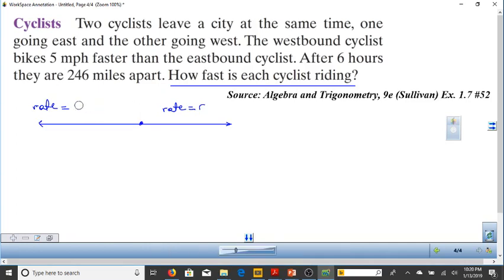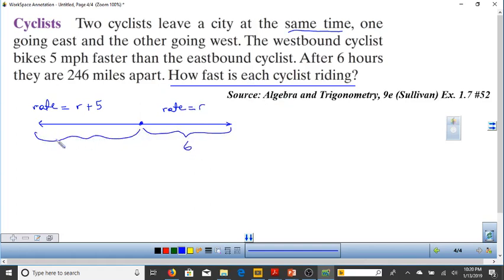Now, the time both of them are traveling is the same. They start at the same time. So that means both have been traveling for the same time, which in this case is 6 hours. So they both are traveling for 6 hours. And their total distance apart after 6 hours is 246 miles.